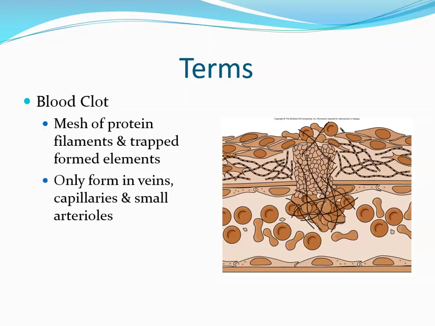Now, blood clots can only form in veins, capillaries, and small arterioles. The blood pressure is too high in larger arteries, and this will prevent them from forming. As soon as they would form, the pressure in these vessels would blow the clot apart.